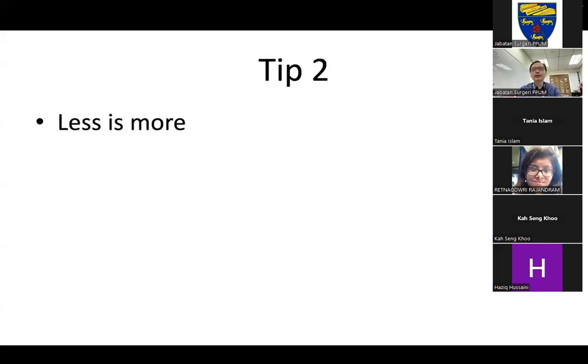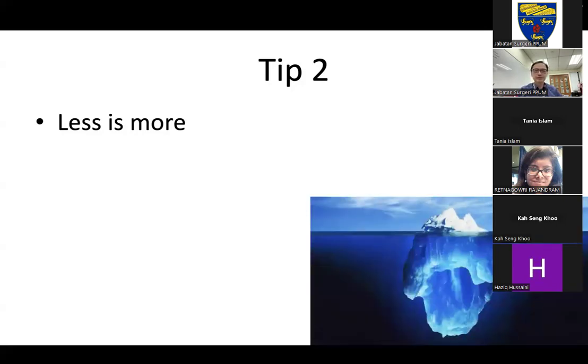Tip number 2, less is more. Make the slide simple, one line, two lines, like that. Not more than 4-5 lines lah. The rest you just verbalize. That's why you need practice. If not, you get a headache, how do I elaborate? So you must learn to elaborate. That one needs practice. So again, less is more.